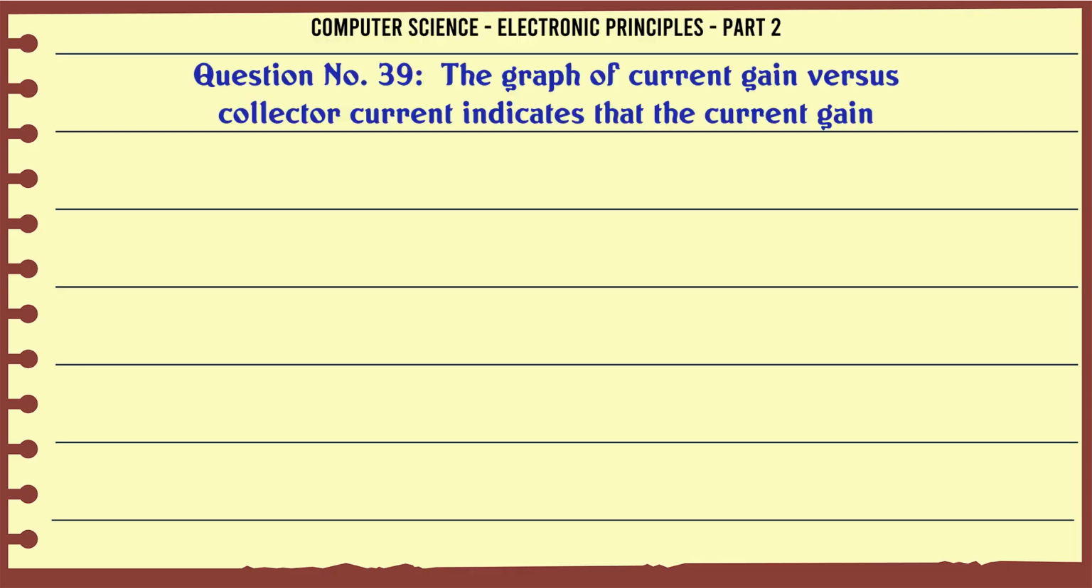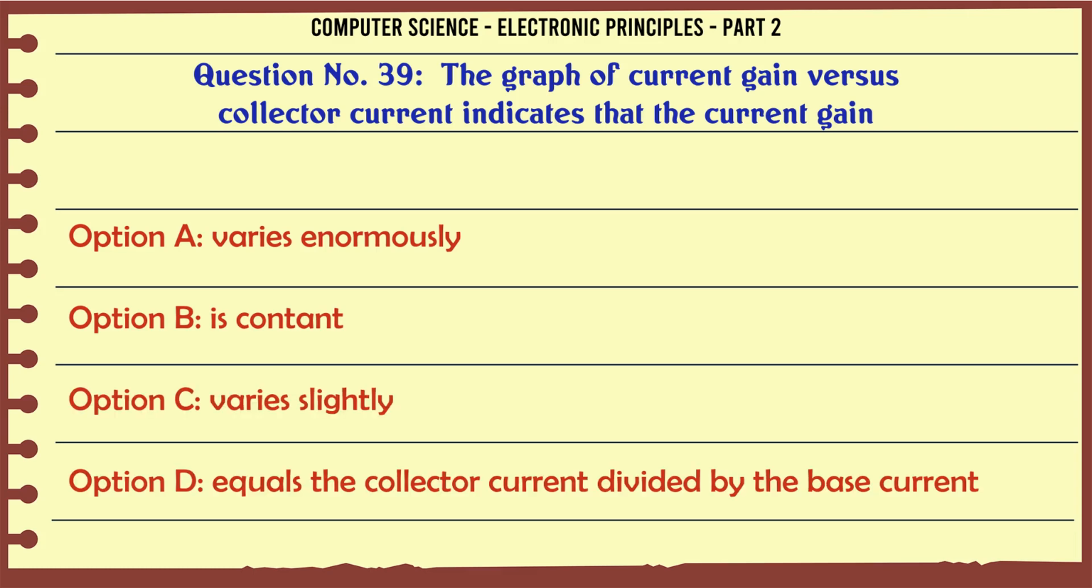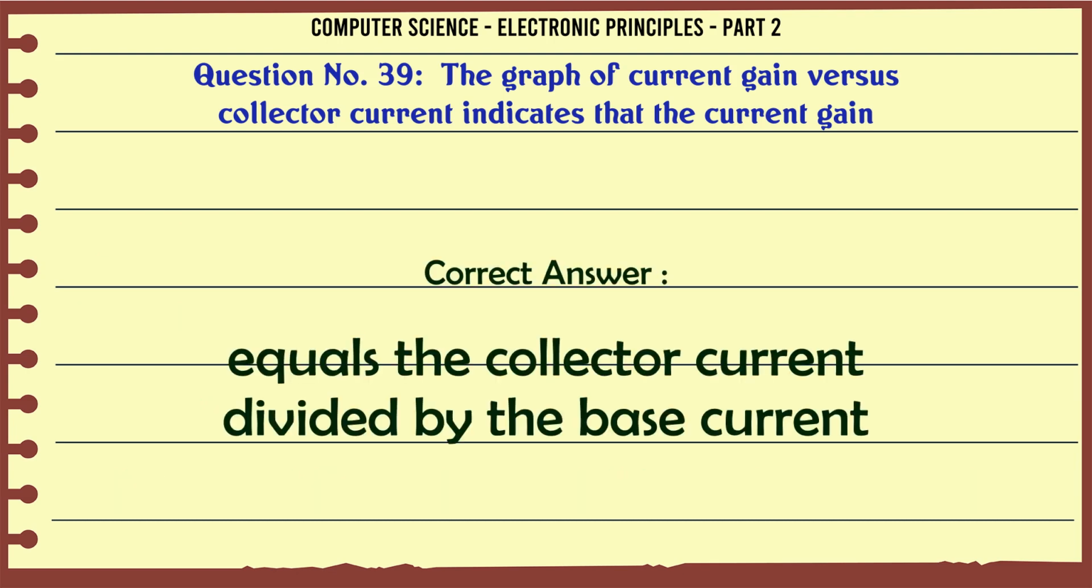The graph of current gain versus collector current indicates that the current gain A. varies enormously, B. is constant, C. varies slightly, D. equals the collector current divided by the base current. The correct answer is equals the collector current divided by the base current.